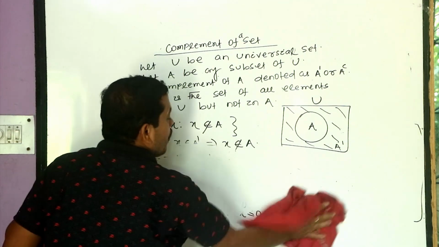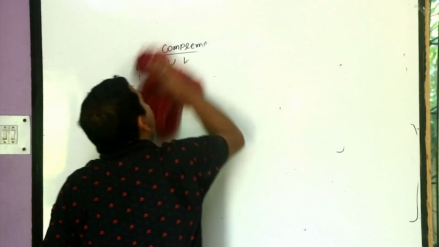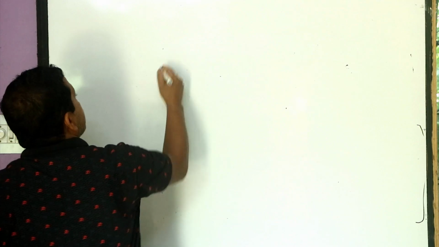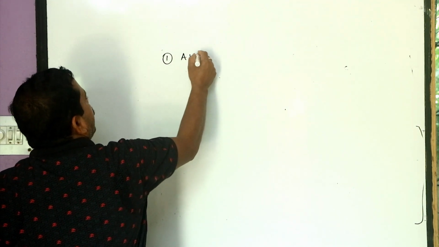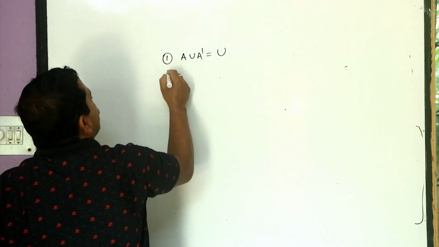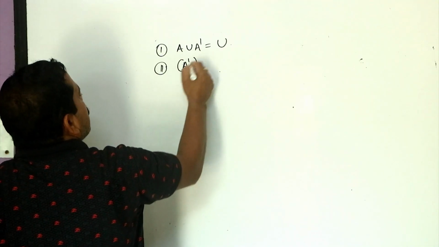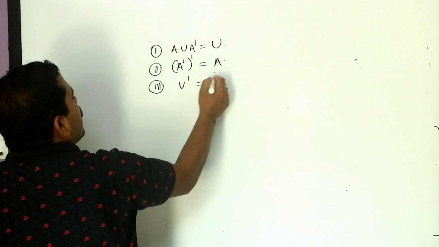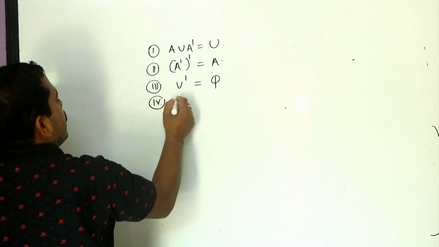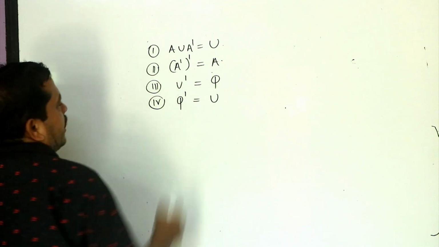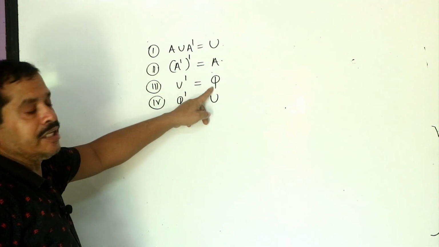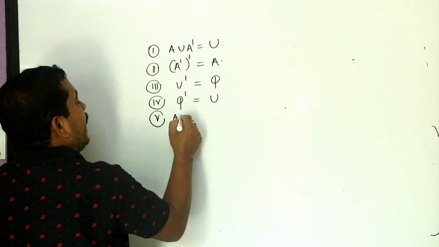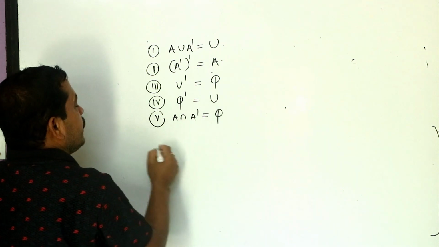Basic properties of the complement. First property is A union A dash equals U. A dash whole dash equals A, the set A itself. Complement of the universal set is the phi set. Complement of the phi set is the U set. A intersection A dash equals phi.